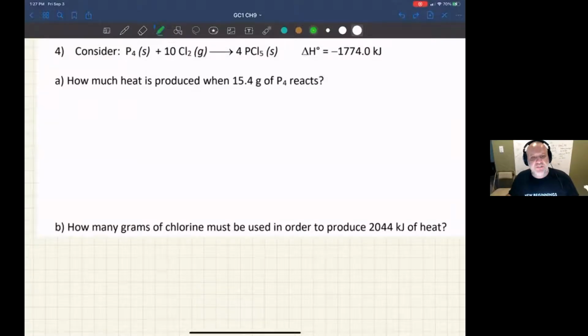Okay, here's a question with a thermochemical equation, and it's actually in three parts. I've got parts A and B written down. I'll rewrite part C here in just a second, but let's go through it. There's three independent questions based on the same reaction.